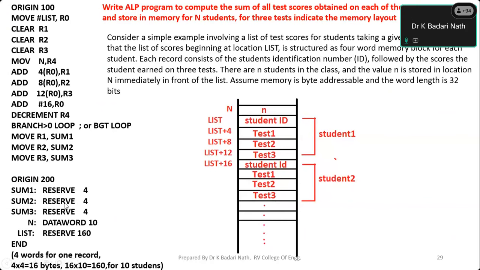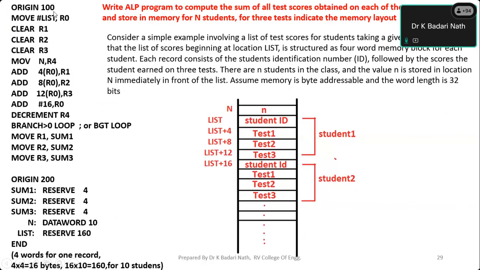Always remember that whenever you want to declare a variable and initialize it, use data word, data double word, data byte; these types of keywords are available. Whenever you want to just reserve the space without initialization, we use reserve. Now the program goes like this.